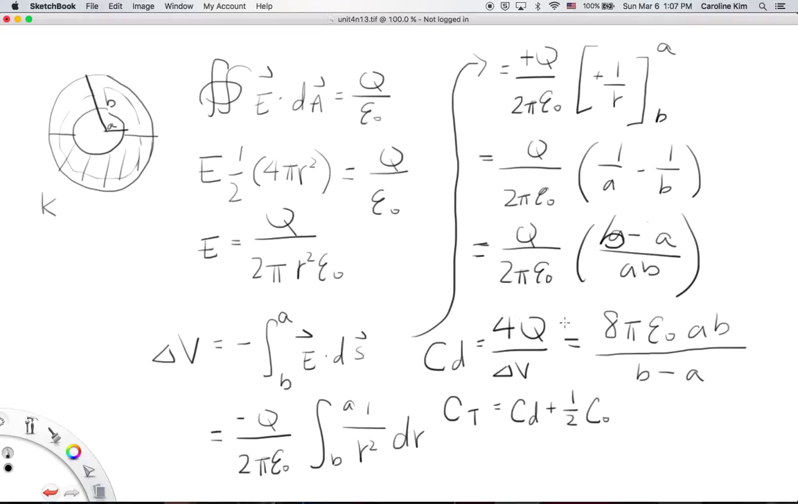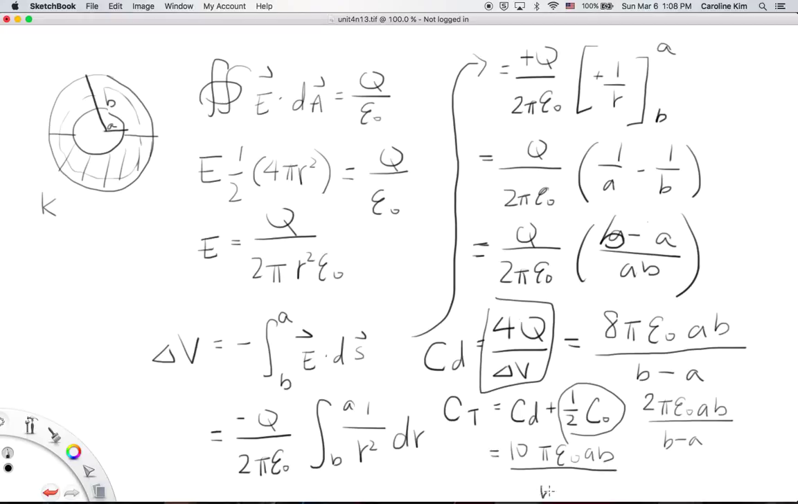Technically you should have found this in number 3, and if you didn't, then you can just do these calculations. Then all you have to do is change here. You'll just do Q over delta V instead of 4Q over delta V, and then you multiply it by half because it's half the sphere. Actually, just kidding, you already did that. So just do Q over V. Then half of the normal capacitance is going to be 2 pi epsilon 0 AB over B minus A. So if you add the capacitance of the dielectric part to the capacitance of the empty part of this half-filled capacitor, you are going to get 10 pi epsilon 0 AB over B minus A.